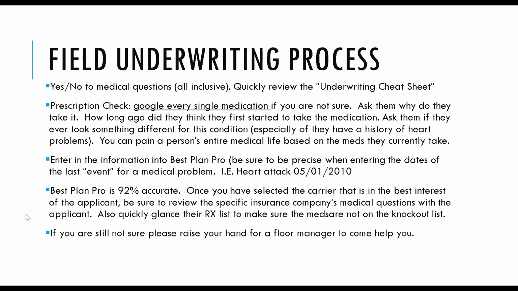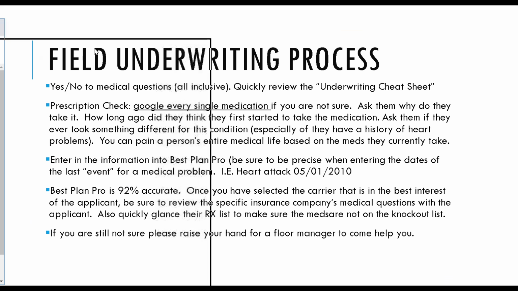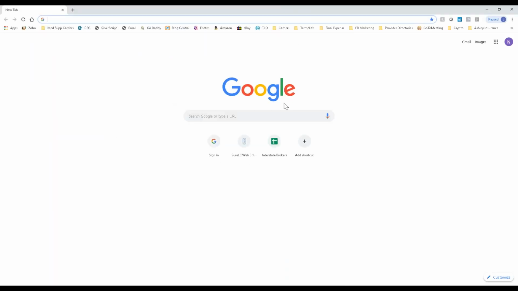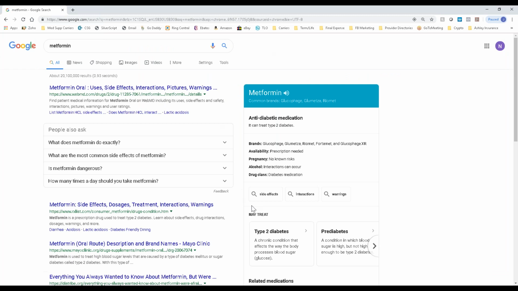And what you really want to do is start to get familiar with looking up all the medications if you're not entirely sure. Okay? And when you Google their medications and it comes up on the right-hand side over here, it shows you what it can do. It can treat type 2 diabetes. And you basically say to them, okay, you're on metformin. It looks like it treats type 2 diabetes. Is that why you take it?